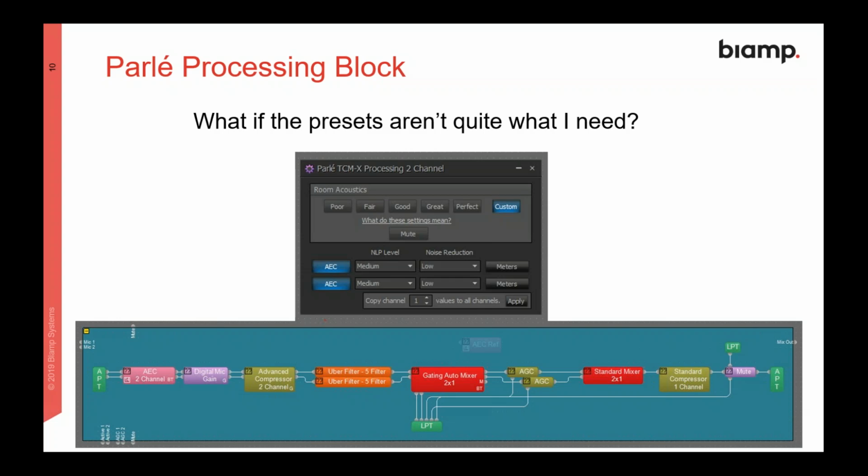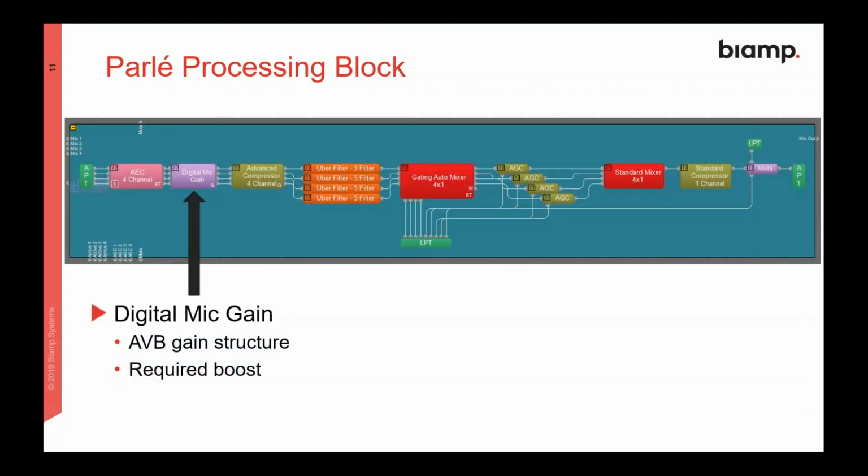So let's go through relatively quickly here exactly what the processing path is and why it's here. We have a block in here called digital mic gain. With the Parlé blocks or Parlé microphones, we're coming in over AVB, and those are all digital. So it's a digital signal path from the microphone into the DSP. So now we've lost our mic pre's, and our mic pre's were always our first stop when setting gain structure with analog microphones. So we don't have those anymore.